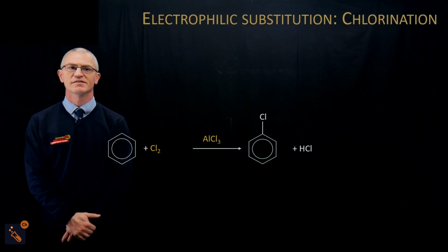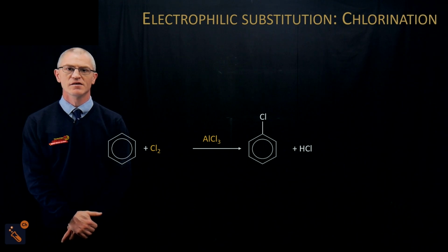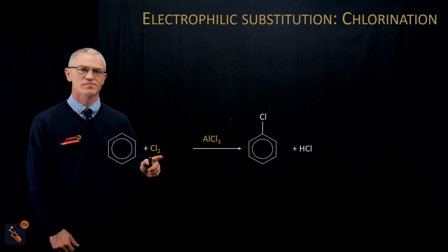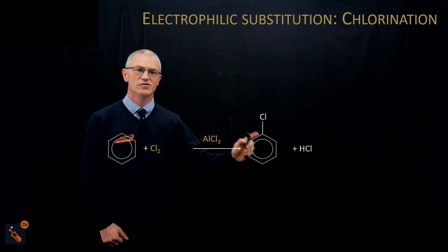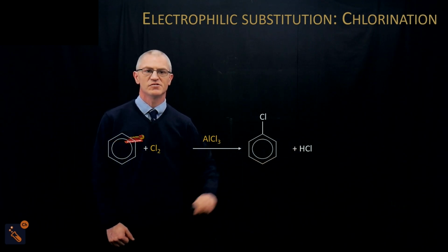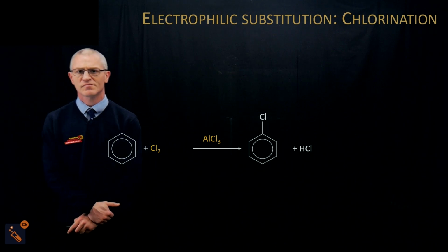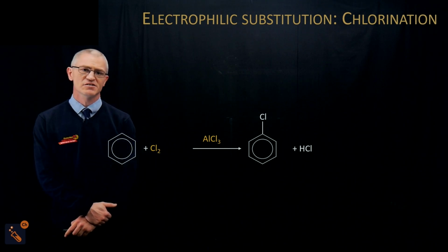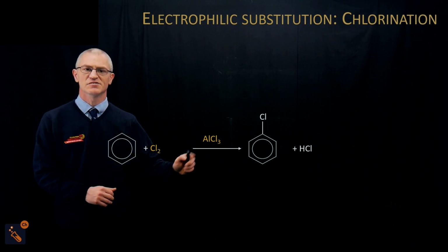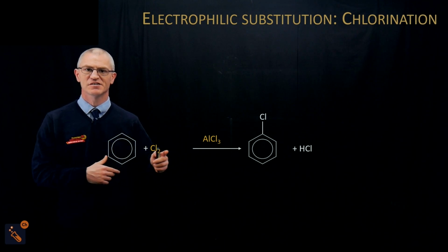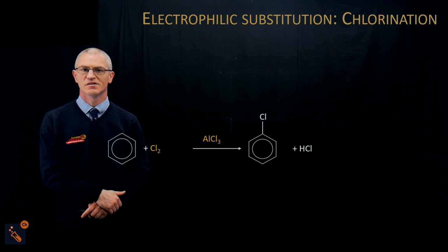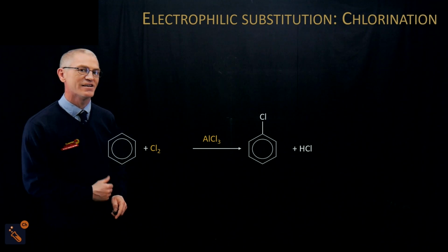We're now going to look at chlorination. To do chlorination, you must add chlorine and use a catalyst, AlCl3, to create chlorobenzene plus hydrochloric acid. Now, to do that, you need to generate the electrophile. And the electrophile is done using AlCl3, which is also known as a halogen carrier. So it carries the halogen. So you'll see it referred to often as a halogen carrier.